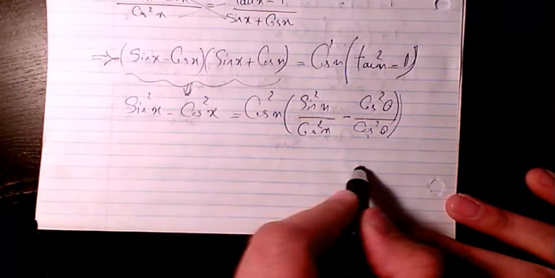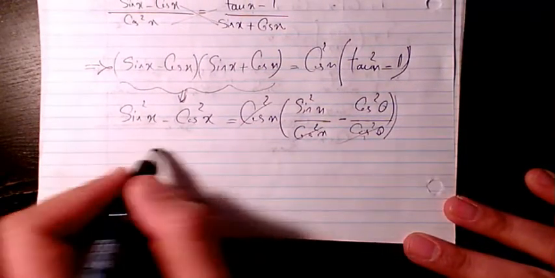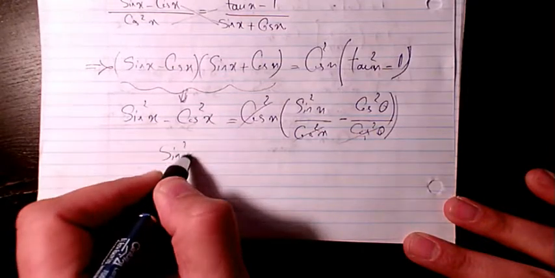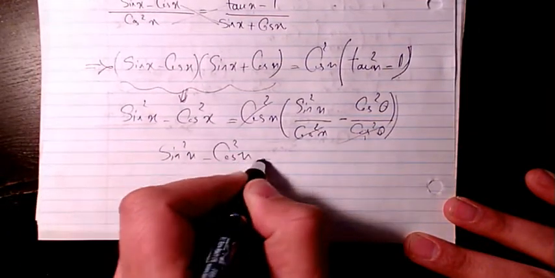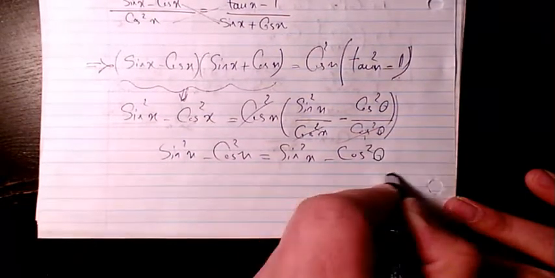So as you see here, we can cancel these two with the cosine squared here, and then the rest of it is going to be the same. So both the right hand side and the left hand side are the same.